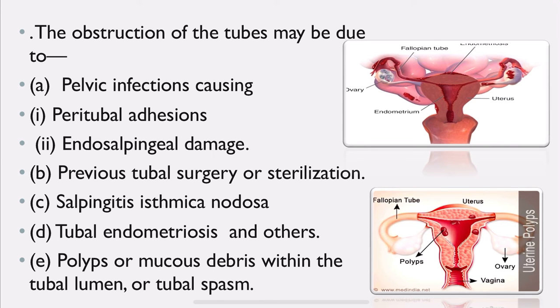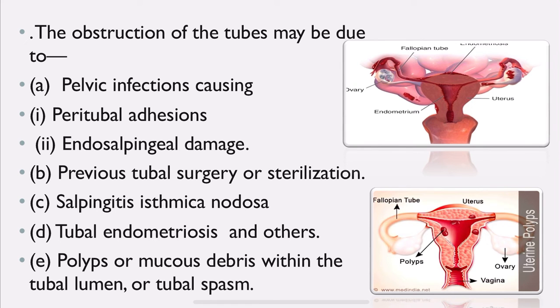Guys, you see here in these conditions, whenever there is some peritubal adhesions left over, the scar tissues are there, or there is some tubal surgery, or they have undergone sterilization, the salpingitis isthmica nodosa and the polyps, mucus debris, which is found within the tubal lumen and also the tubal spasm.